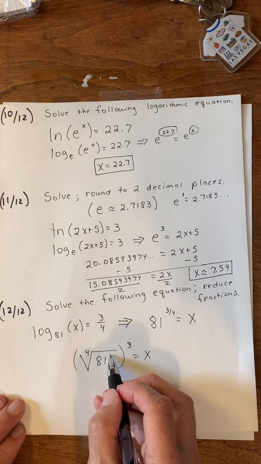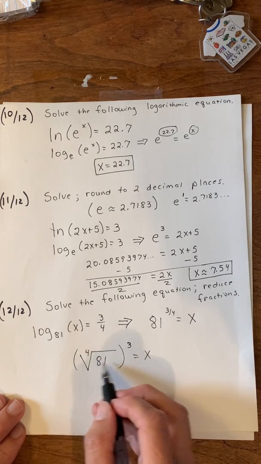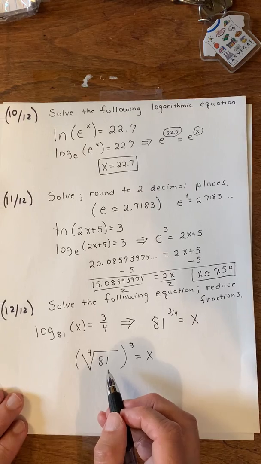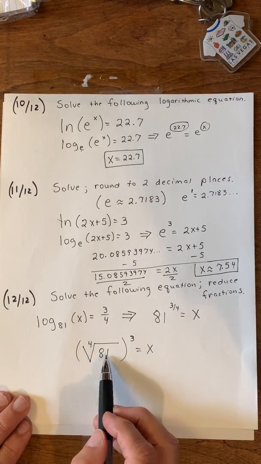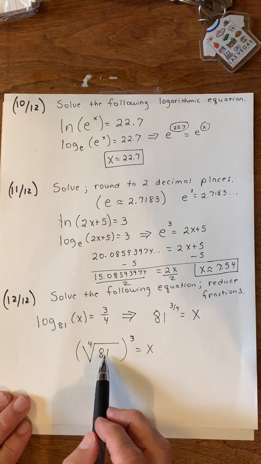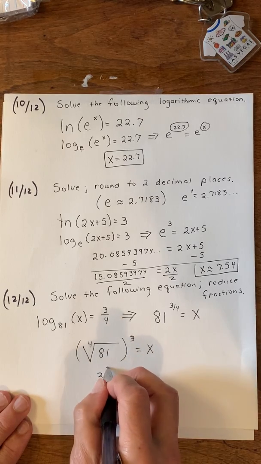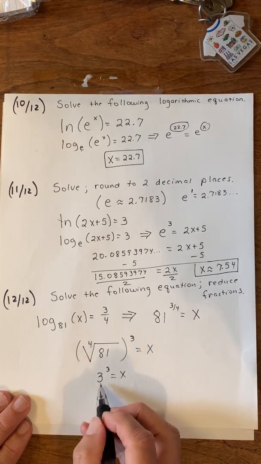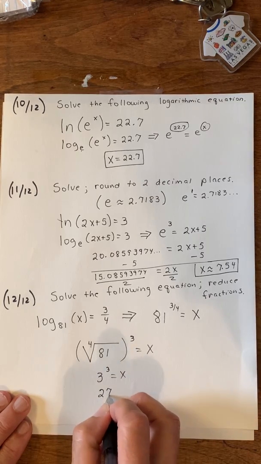Now, I could cube the 81 in here, but in that case, I'd be looking for the 4th root of a really ginormous number, and I'm not too fond of doing that. But this case is very simple. The 4th root of 81, look at your chart. You'll find that 3 to the 4th power is 81. The 4th root of 81 is 3. 3 to the 3rd, that's on your chart. It's also on your calculator. x is 27.